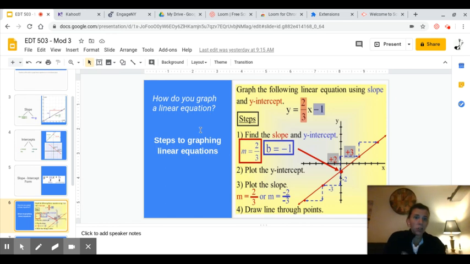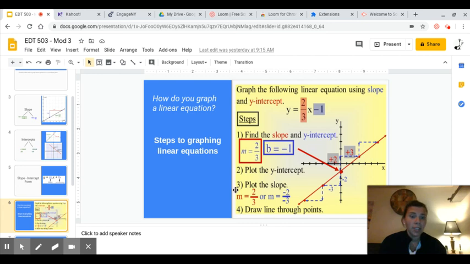So, steps to graphing linear equations. First thing you want to do is always identify your slope and your y-intercept. You're going to first plot your y-intercept, the spot where you begin. And from there, you're going to do whatever the slope tells you to do. So this is telling you the rule. You're going to go up 2 because it's positive, and to the right 3 because it's positive. If it was negative, you would have to go down. Or if the x value was negative, you would go to the left.